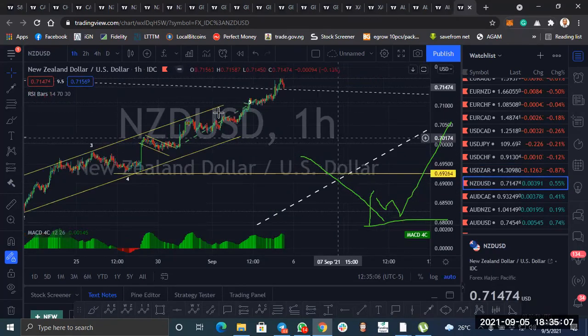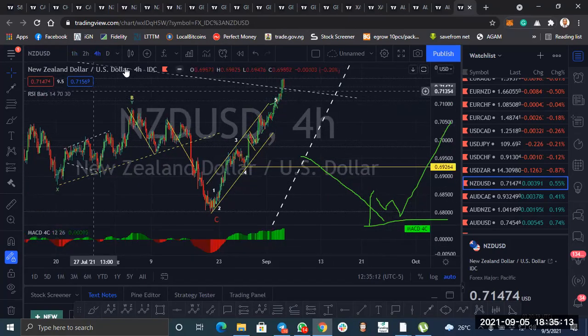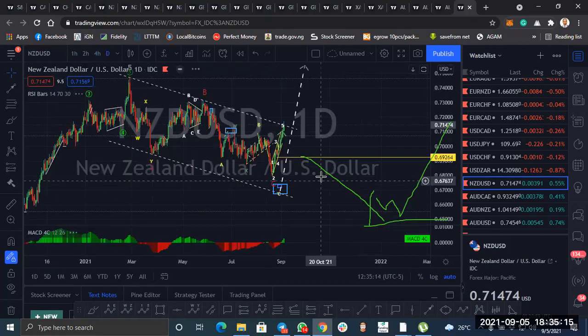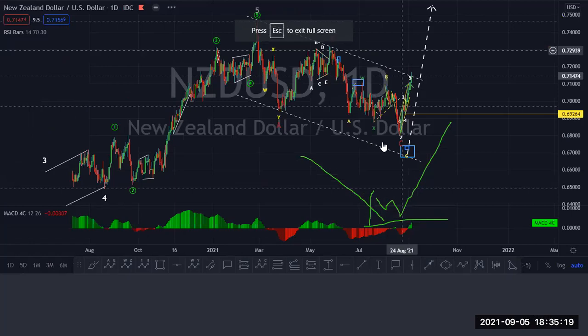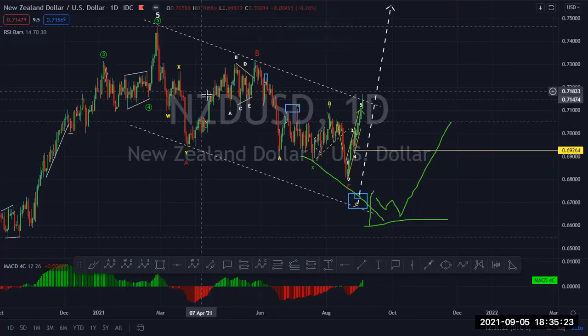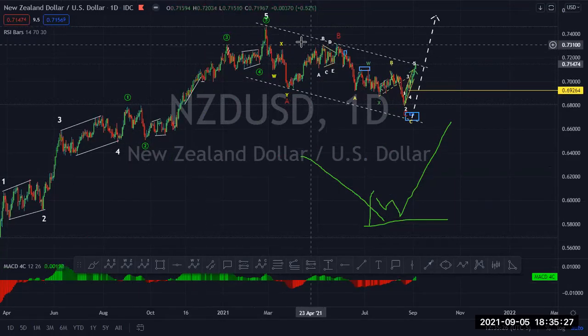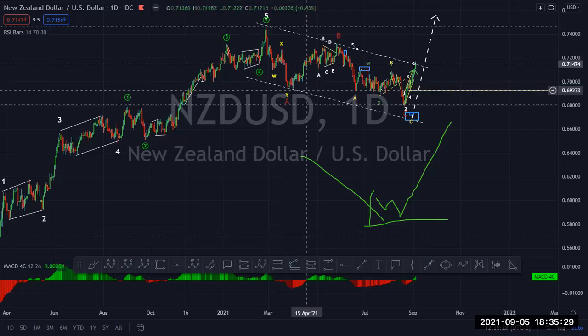New Zealand USD. Let's check 4 hours. Let's check daily. New Zealand USD, we have a big channel. You can see all this move is correction. Right? We have gotten A, B, C.